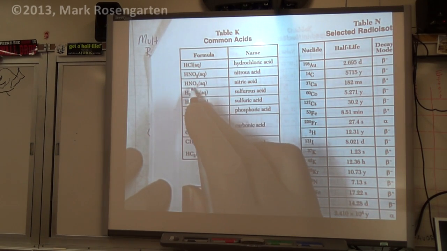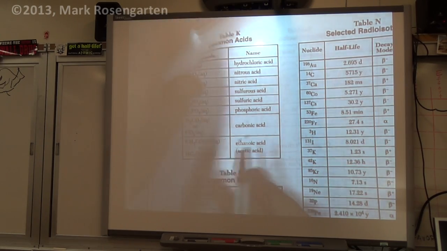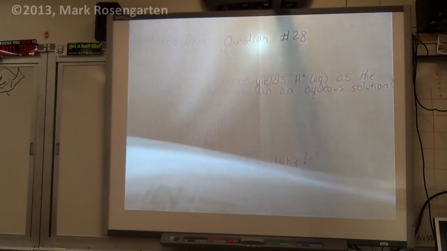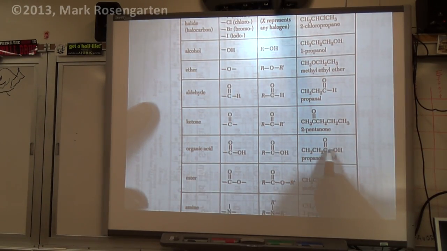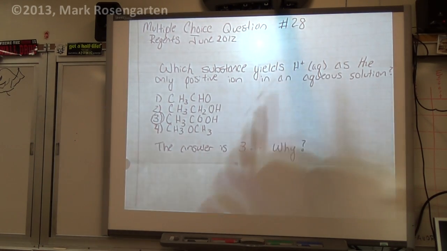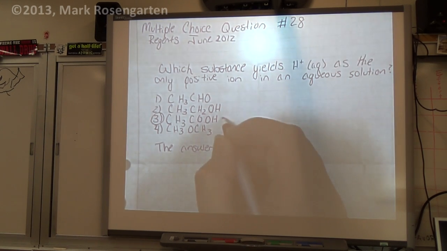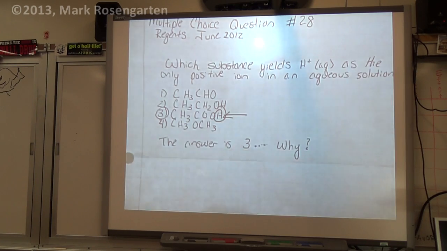You'll notice that they all start with H with one exception, ethanoic acid. The H that comes off is the H at the end. If you remember from organic chemistry, organic acids end in COOH. Since by definition an acid gives off H plus when you dissolve it in water, this is what gives off H plus when you dissolve it in water.